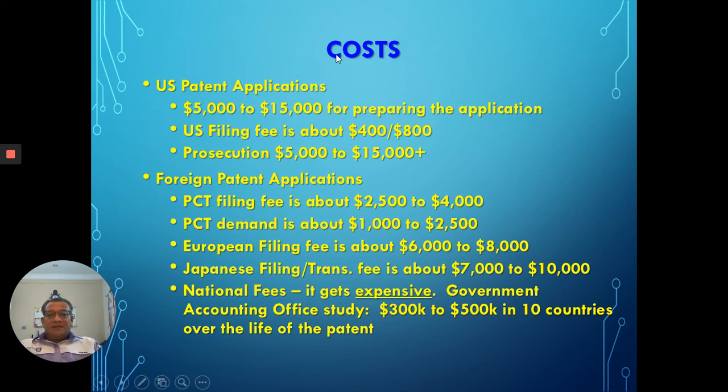Well, it costs you money to patent your invention. As far as a United States patent application, it ranges from $5,000 to $15,000 to prepare the application, and the US filing fee is another $400 up to $800. If it needs some prosecution, somebody breaches your patent, then the cost is $5,000 to $15,000. Ultimately, you pay almost $20,000 for patenting your newly invented product. So it is costly. Of course, companies are very selective about their newly invented product, whether to protect it with a patent or not. But most big companies protect their invention by patent office.